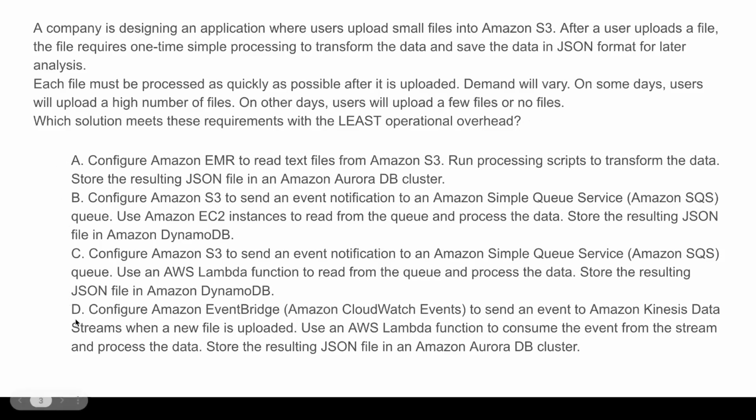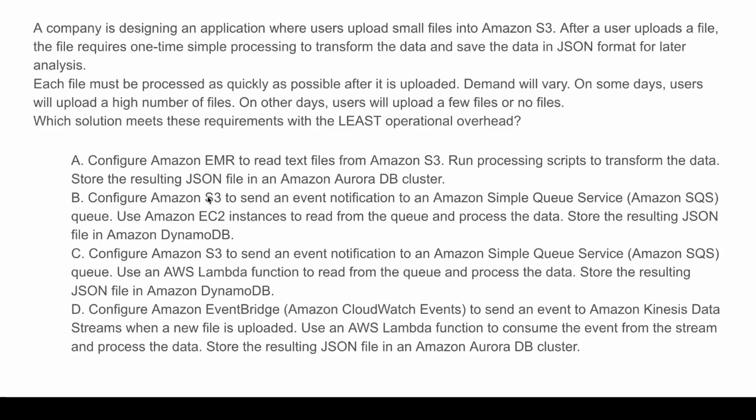So let's look through our options here. Option A configures Amazon EMR to read text files. Now this should already be a red flag here because Amazon EMR is a very heavy duty big data service, and for something that requires least operational overhead and has varied demand, it is most likely just not the most operationally efficient option. So we can put A down for now.